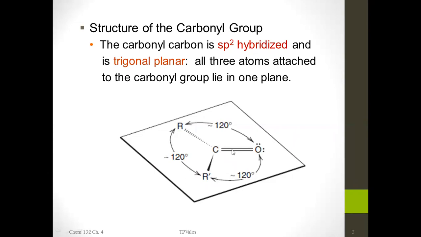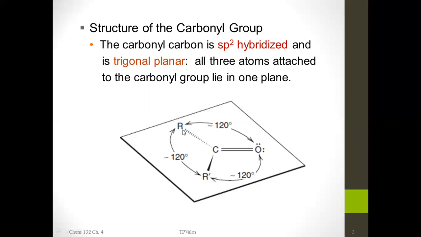And of course, you learned that the pi bond is made by the unhybridized p orbital of carbon and the p orbital of your oxygen. They do sideways overlap above and below the plane, and that's your pi bond. The other one is a sigma bond comprised of a head-on overlap between the sp2 hybrid orbital of carbon and the sp2 hybrid orbital of oxygen. The pi bond again is the sideways overlap of the unhybridized p orbitals.